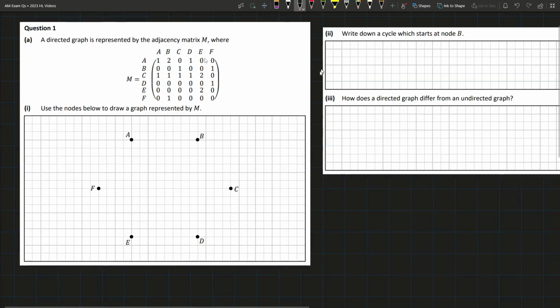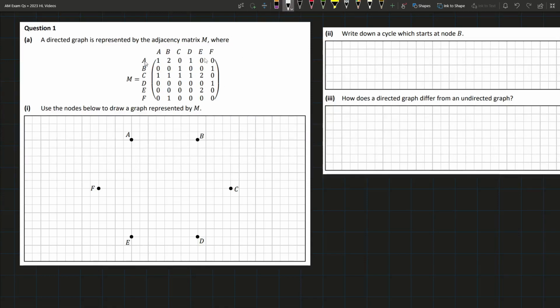So question 1 part A is a graph theory question. We're given an adjacency matrix representing a directed graph. Remember, if it's a directed graph, it's not going to be symmetrical through the top left to bottom right diagonal. For example, you can see this entry here is not the same as this entry here, but if it was not a directed graph, they would both be the same, because the number of ways to go from B to A would be the same as the number of ways to go from A to B. But because it's a directed graph, this is not the case.